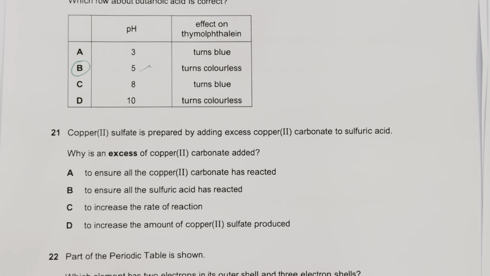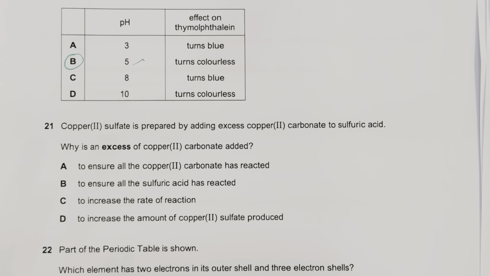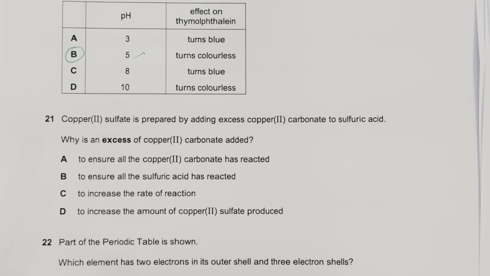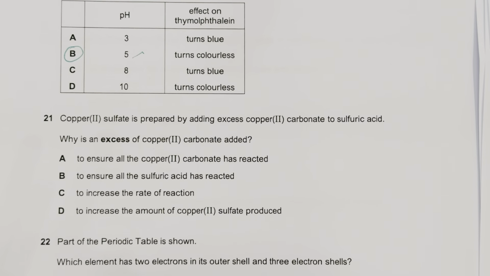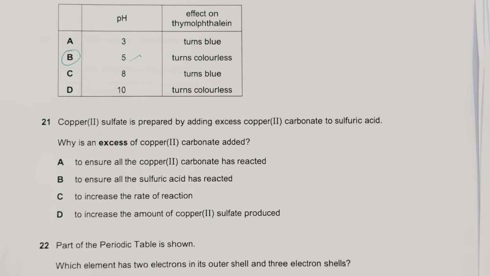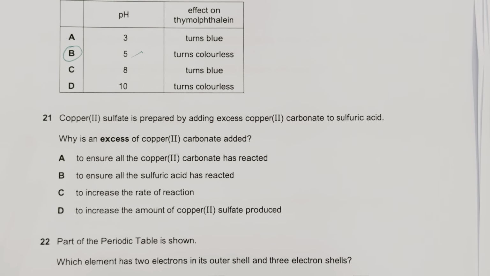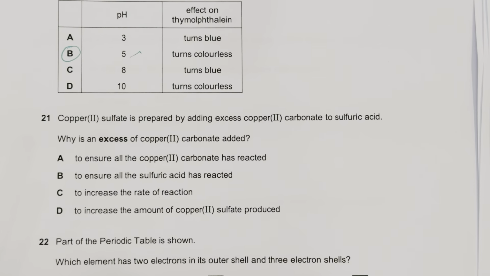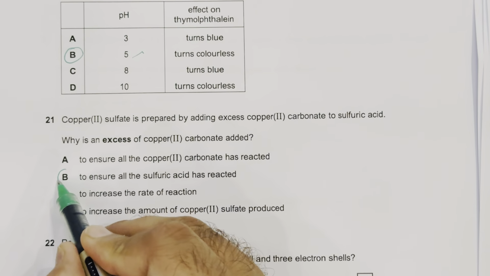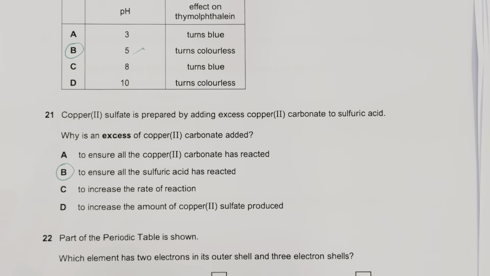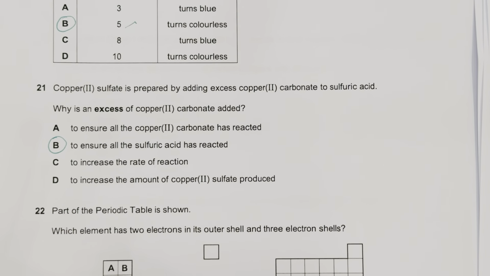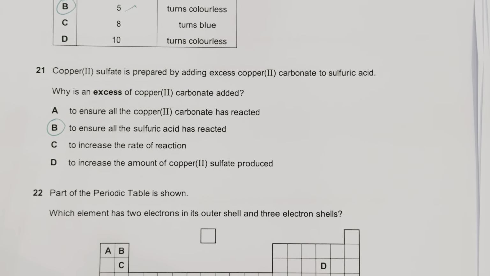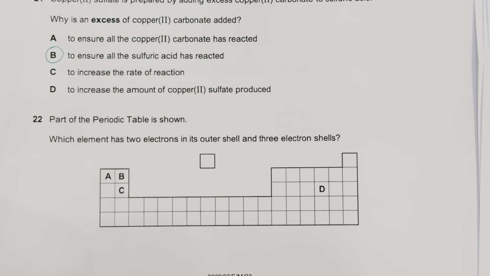Moving to question number 21. Question number 21 is that copper sulfate is prepared by adding excess copper carbonate to sulfuric acid. Why is excess copper carbonate added? Okay, to ensure all the sulfuric acid has reacted, yes, this is the reason. We know we want sulfuric acid as a limiting reactant, so we want all the sulfuric acid to be consumed, so we add more copper carbonate to that solution. Moving to question number 22.